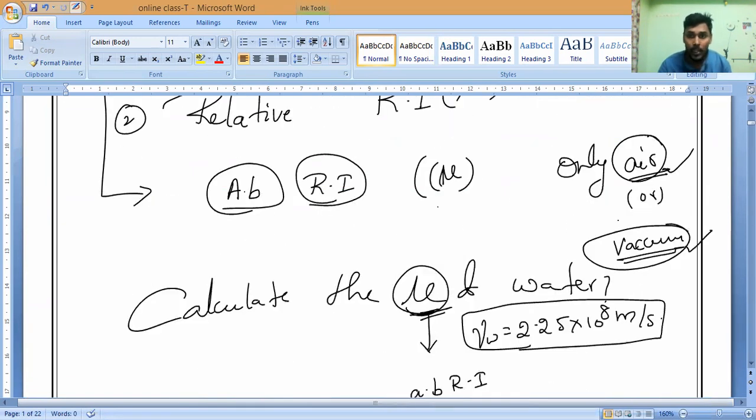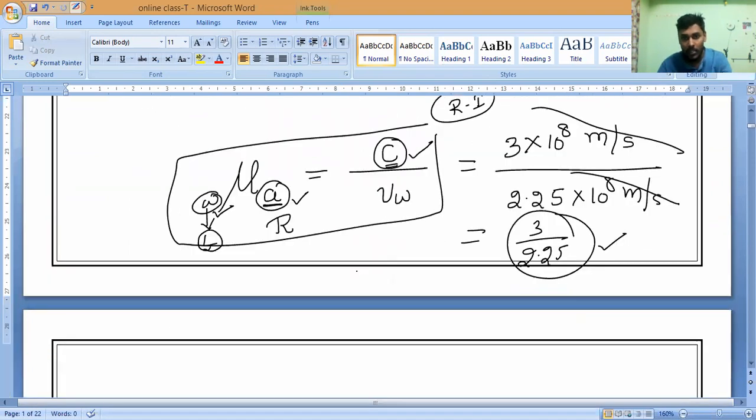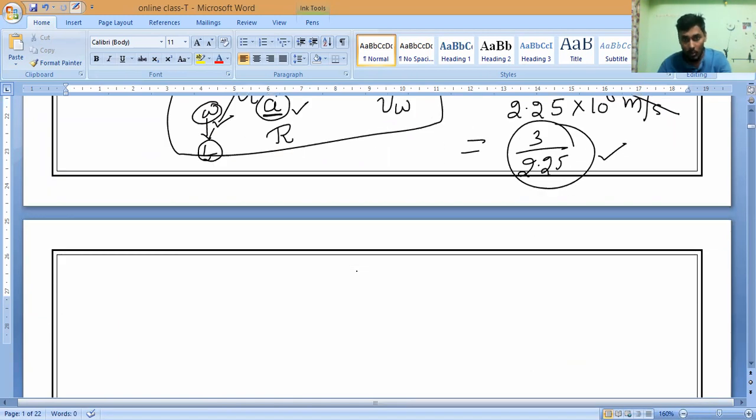Sometimes they will give you the speed of light in air or vacuum also, and sometimes they won't give it. Even then you have to calculate in the same way. Do you understand, everybody? Absolute refractive index means we have to compare only with air or vacuum. That is what you have to remember. Now this is the first case: they will give you the speed and ask you to calculate the refractive index of a given medium, which is the absolute refractive index.